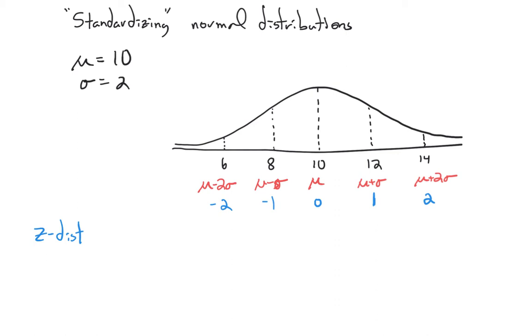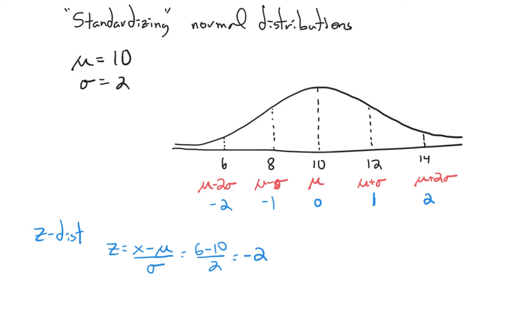For example, 6 has a z-score of -2, since, remember, that z is x minus the mean over the standard deviation. Since we're counting how many standard deviations we are away from the mean, we figure out the distance from a point to the mean, and then figure out how many standard deviations that is. So this is going to be 6 minus 10 over 2, and if you calculate that, you get -2. So the z-score of the point 6 in this normal distribution is -2.